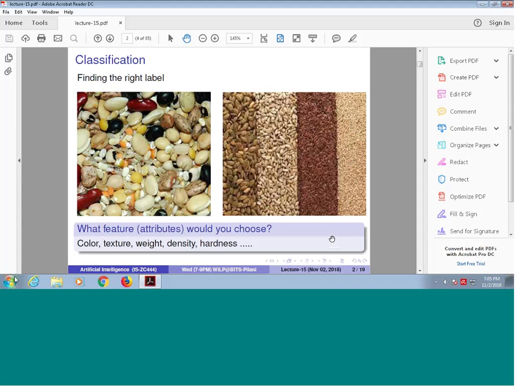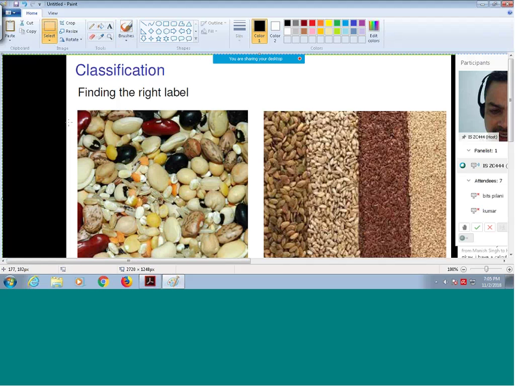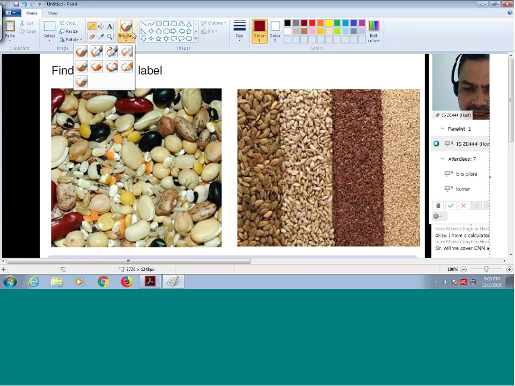I want to tell you 2-3 terms that are important. One term is the feature. What is a feature? Given an item, you extract the features. For example, given a grain, you see what is the weight, what is the color, what is the texture. So these are the properties, and these properties are called features.